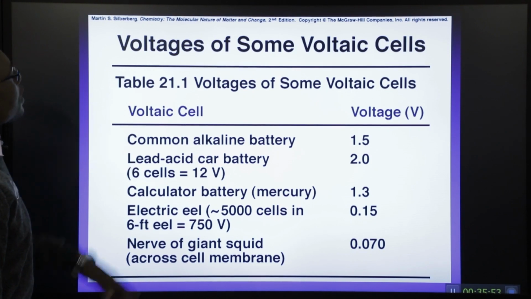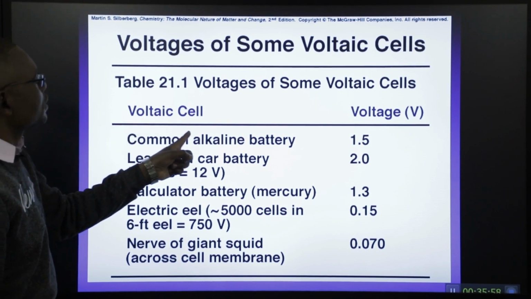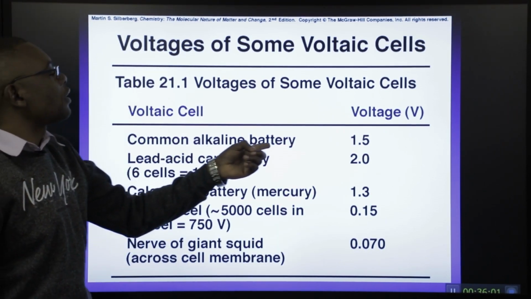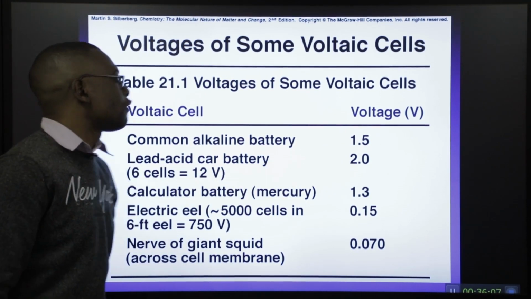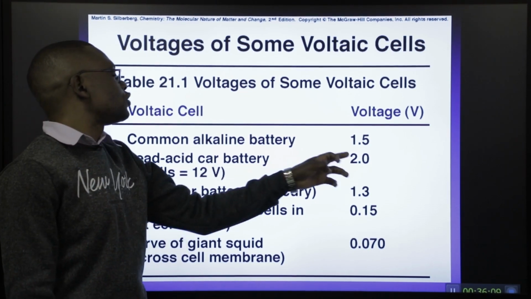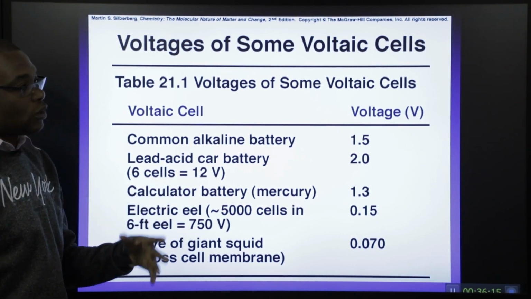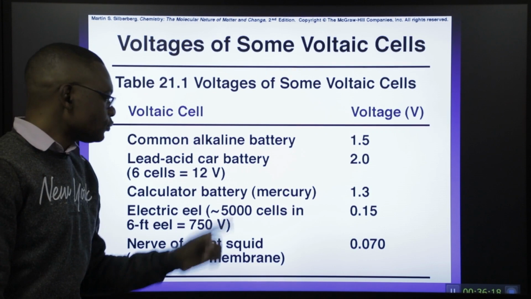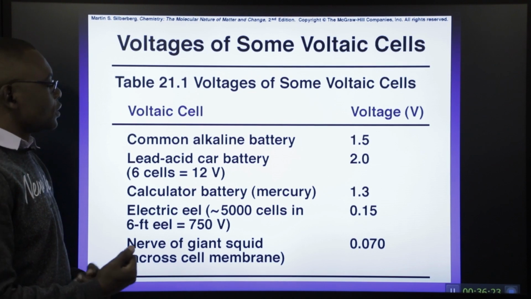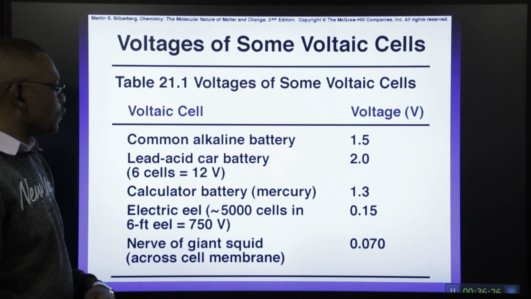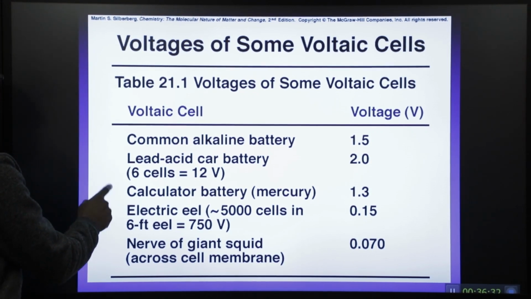So here are some of the voltaic cells and their respective voltages. A common alkaline battery, I think you've all bought some batteries, and if you look at them, they've got 1.5 volts. The lead acid car battery has got a voltage of 2, but the 6 cells has got 12 volts, like the ones which are used in your cars. Your calculator battery is 1.3, the electric eel is 0.15, and the nerve of a giant squid 0.07. Okay. So what are we saying?